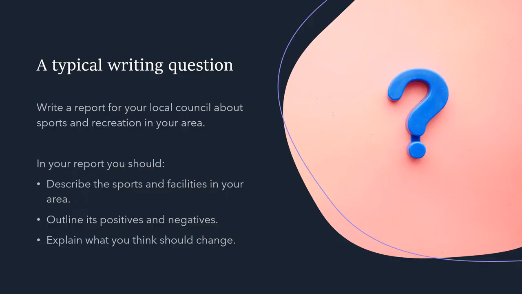Now, they actually give you a really good hint. They give you these 3 bullet points, and they always give you these 3 bullet points in these kind of questions. So it says, in your report, you should describe the sports and facilities in your area, outline its positives and negatives, and explain what you think you should change. Now, if you were to include any of these 3 bullet points within your report, then you would be marked down for that. Some people use this as a simple structure. They might have an introduction and a conclusion, and then they'd have 3 solid paragraphs based upon this. But just as long as you're ticking off these 3 areas, then you should be absolutely fine.